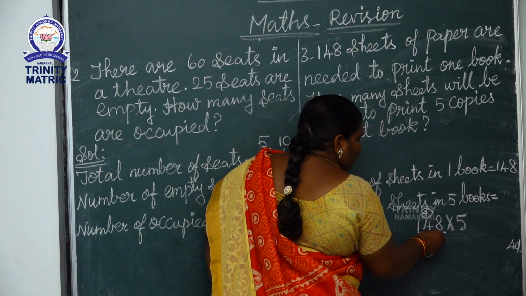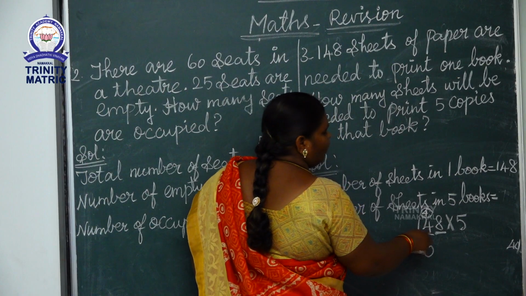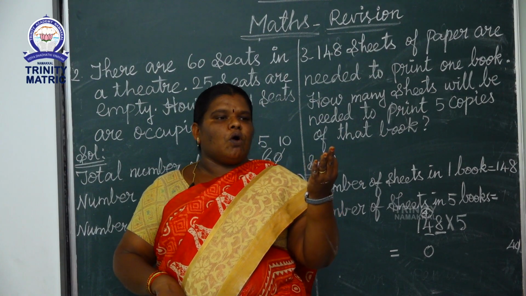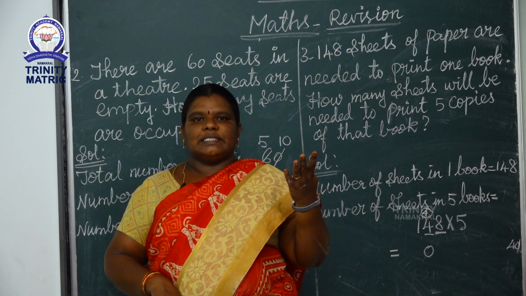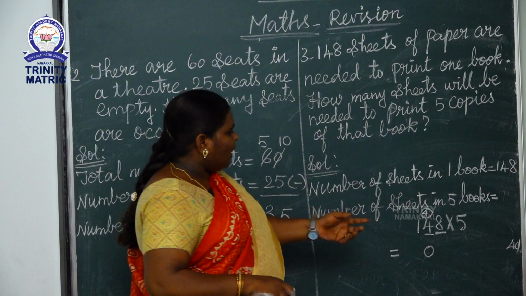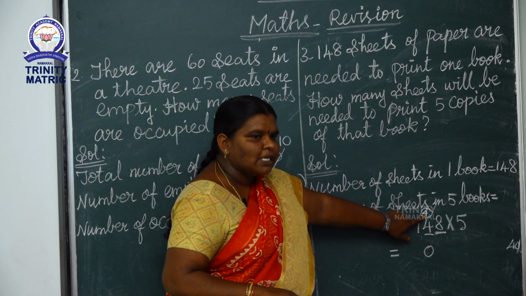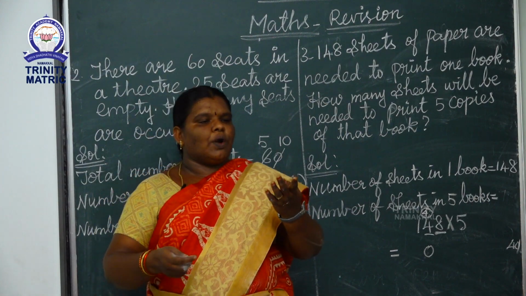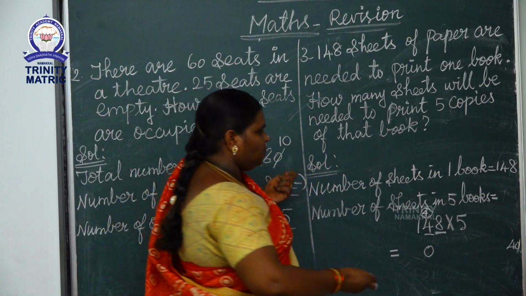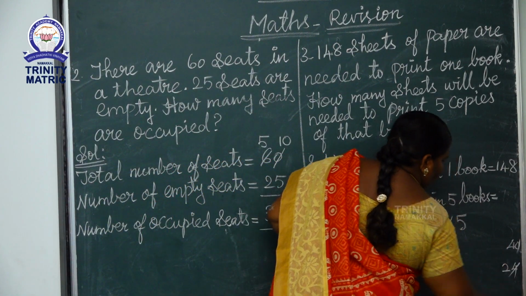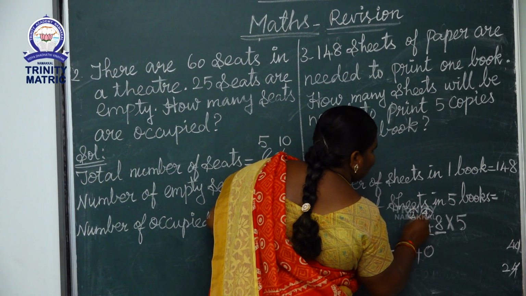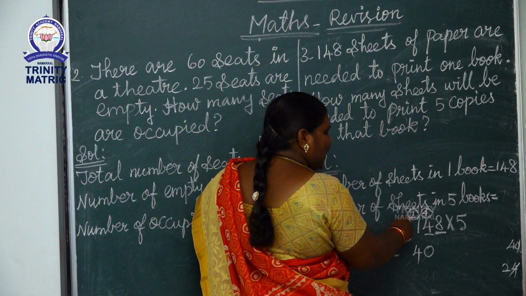Next, you multiply in the tens place. 5 4s are 20, plus 4, the carried-over 4, you also add it. 20 plus 4 is 24. Only 4 you write in the tens place. The remaining 2 you carry over to the hundreds place.